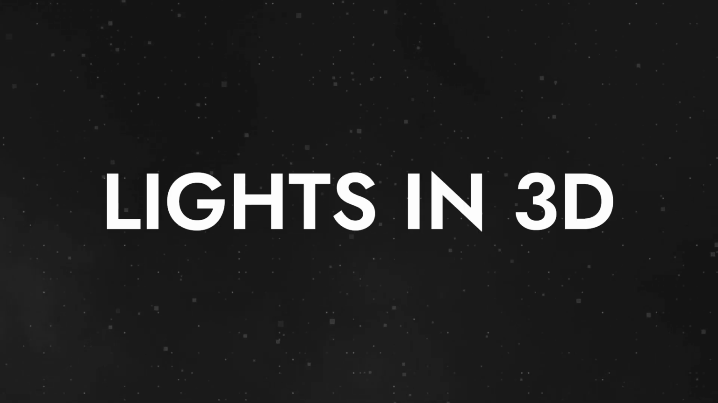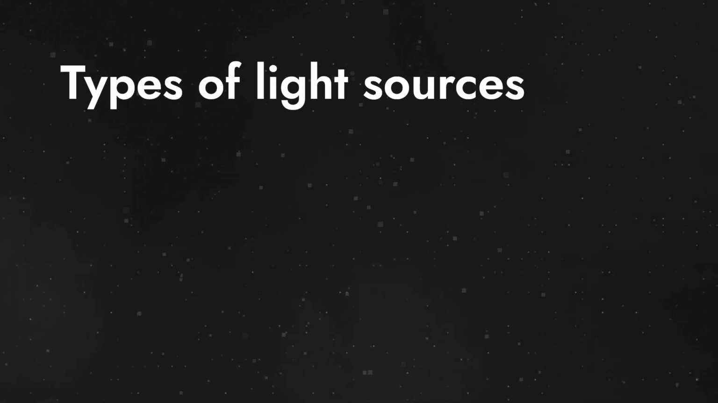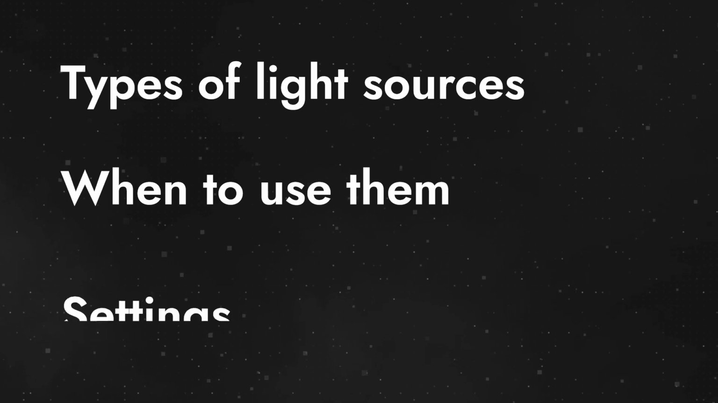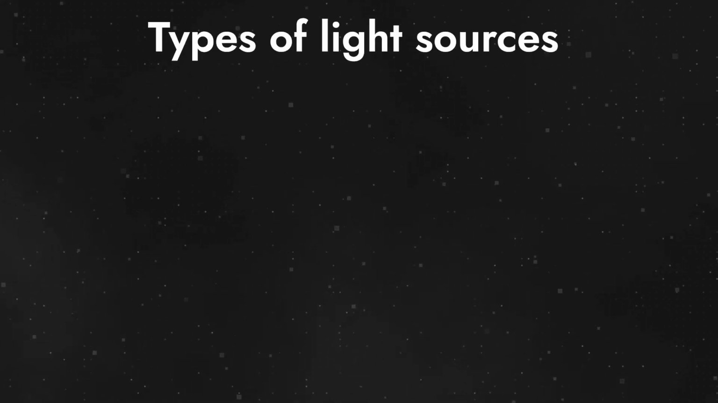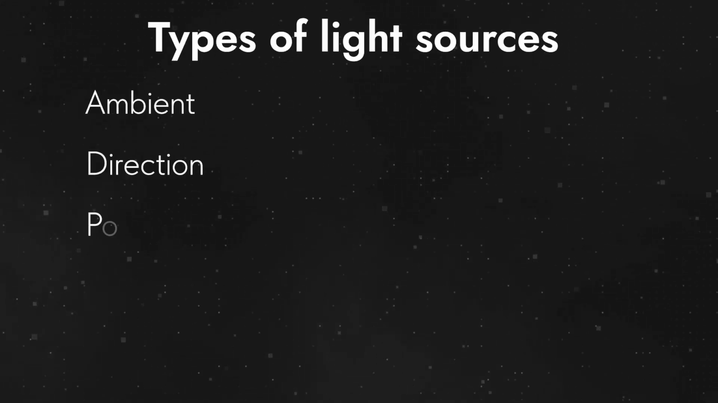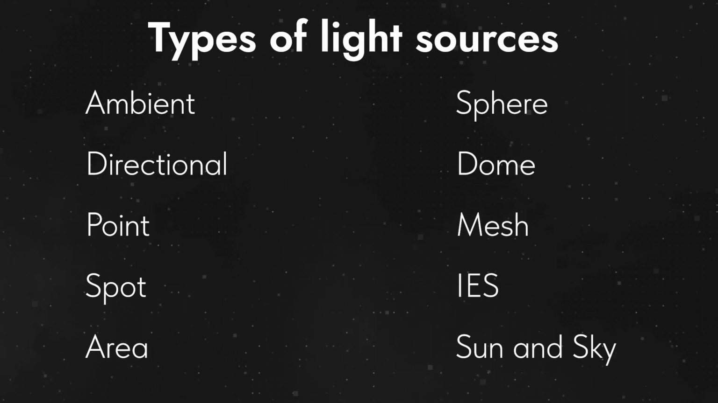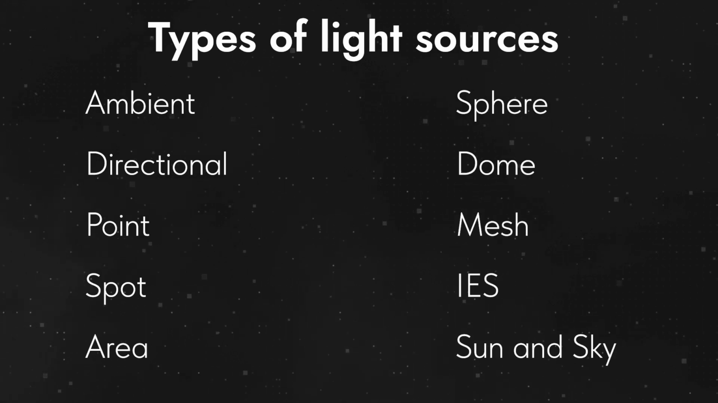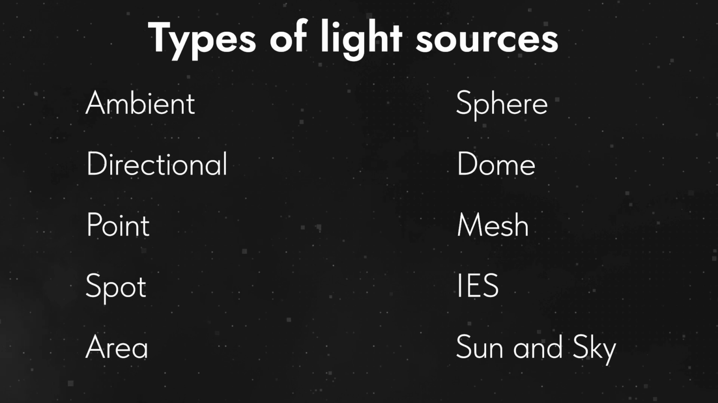Today we'll talk about lights in 3D. You will learn what kind of light sources there are, when to use them, and their settings. Let's start with the types of light sources. There aren't many, but they allow you to create any lighting. Which to use depends on your project purpose, but I will tell you about main uses for each of them.